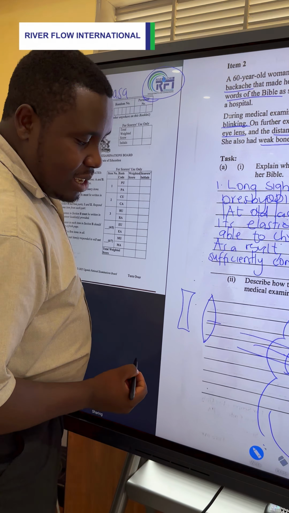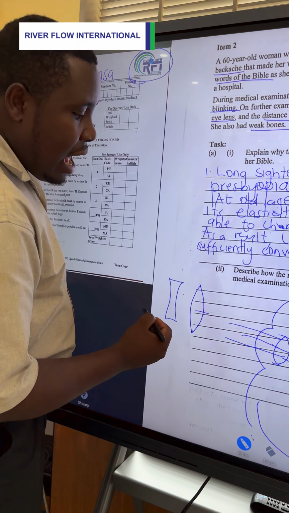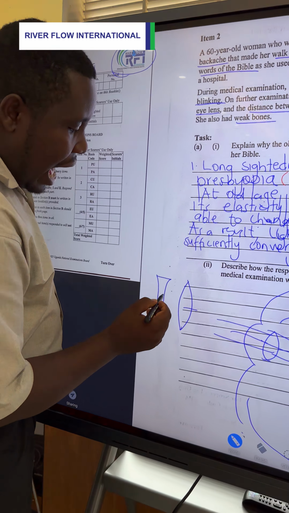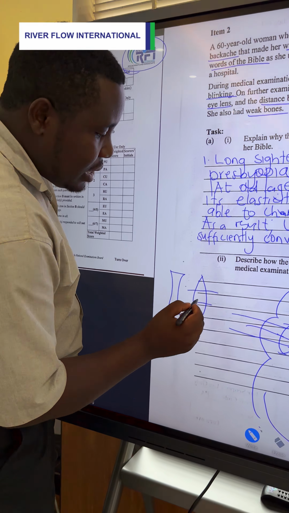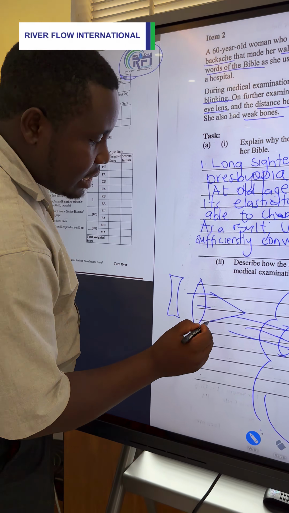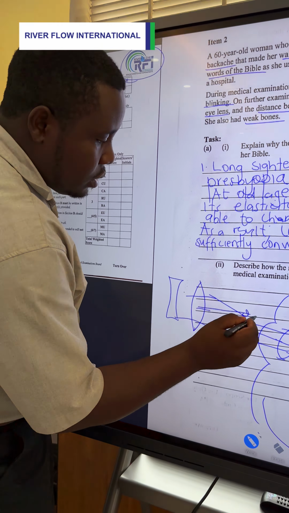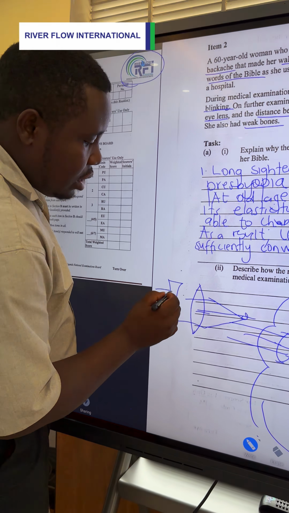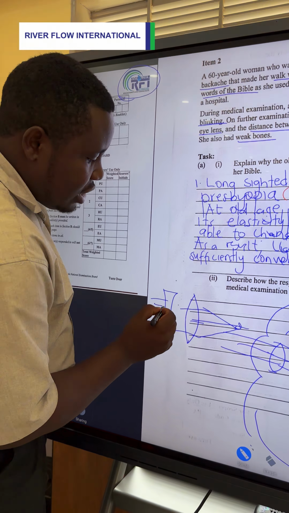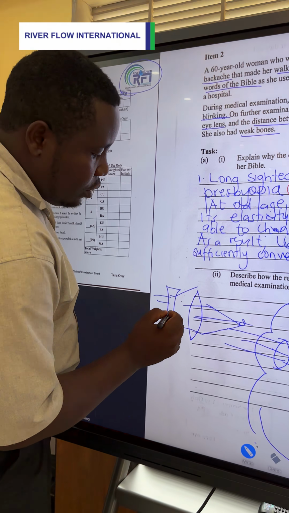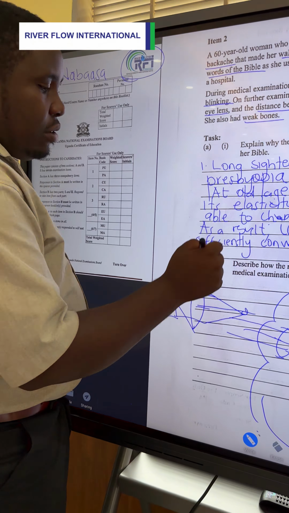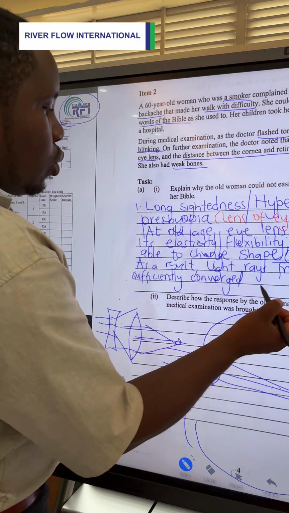A convex lens converges light rays after they have gone through it. So if light rays pass through it, they converge at a certain point after going through the lens. And then we say the diverging rays, which was the concave lens, diverges them into different directions. Now, this is what we are talking about.